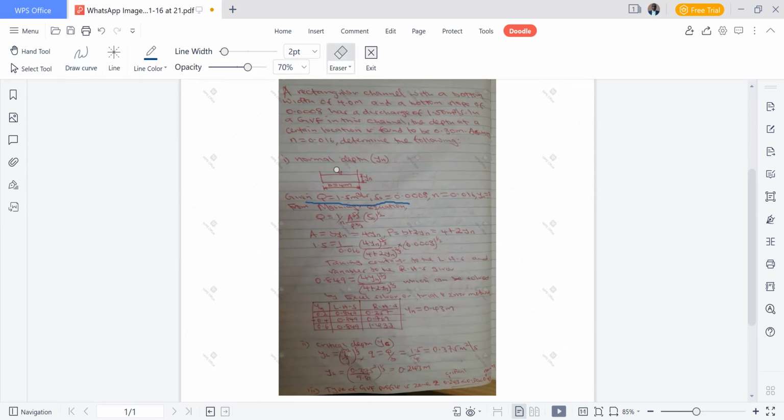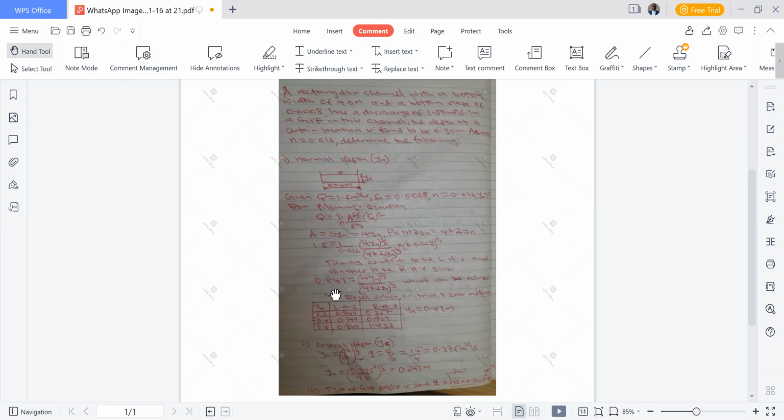Now step number one, we'll have to come and say, we know from Manning's equation that Q, the discharge, is given by 1 over Manning's coefficient n, multiplied by area power 5 over 3, divided by wetted perimeter P power 2 over 3, multiplied by the bottom slope power a half, or you can say the square root of the bottom slope.